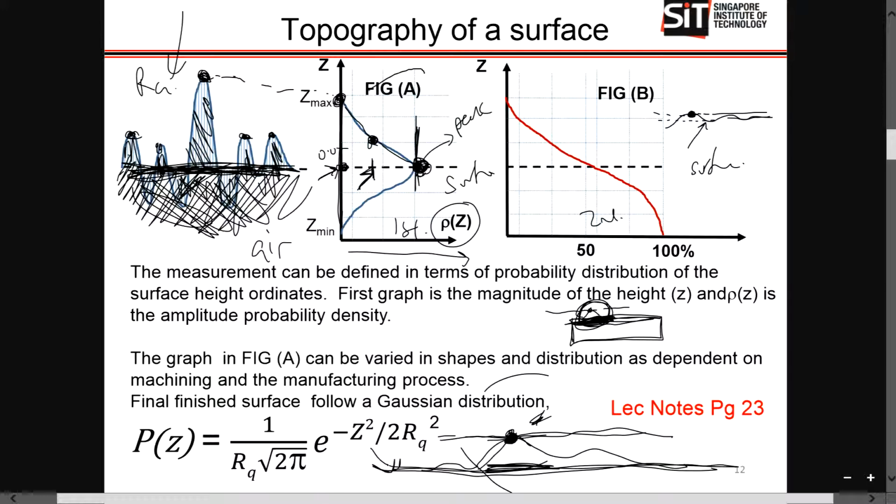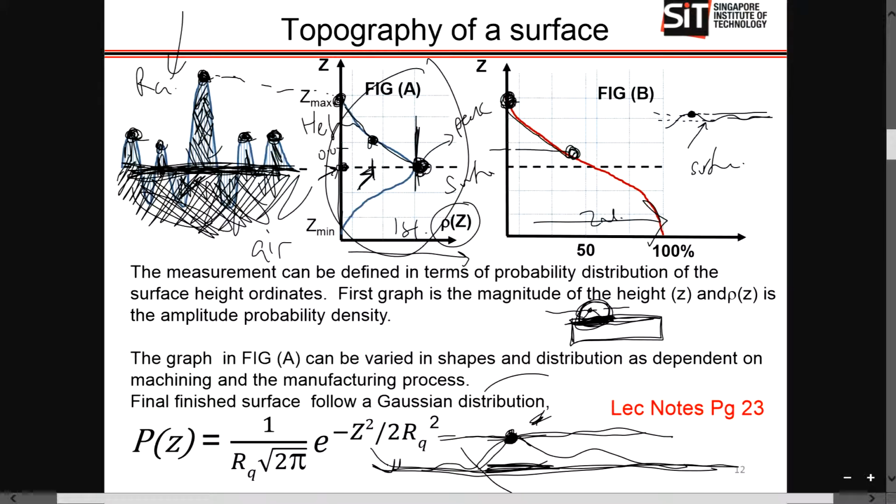So this graph over here is talking about the amount of probability versus the height. Over here, this is the probability again, but it's versus the amount of material. So over here, the amount of material is only this part up to all this stuff. As you go down at this particular point, there are actually more probabilities of this material.